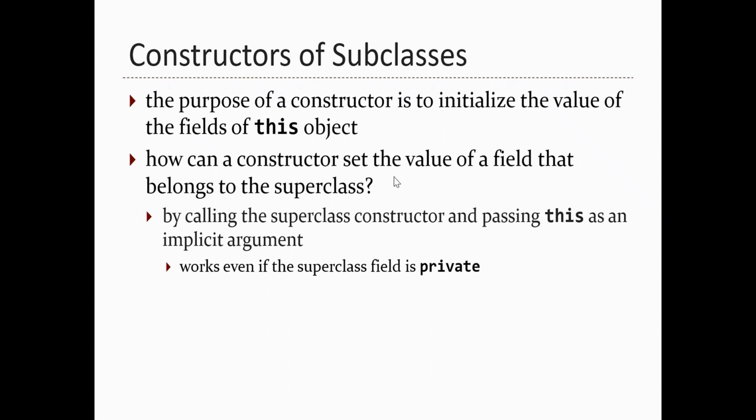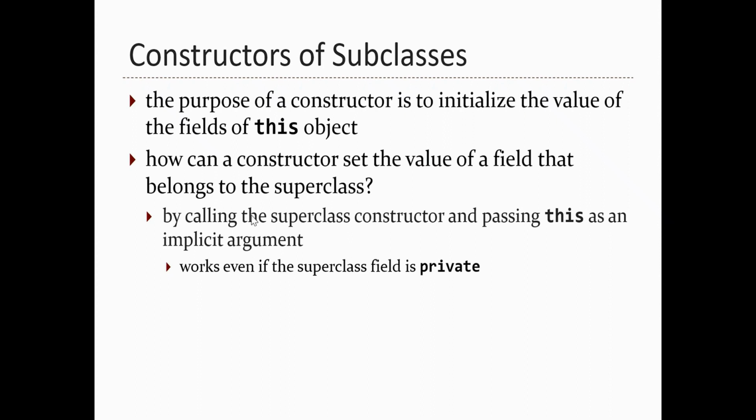So how can a constructor set the value of a field that belongs to the superclass? Remember, value does belong to the superclass. If there's a field in the superclass that's private, that field still needs to be initialized somehow. But the subclass doesn't have access to that field, because it's private. The subclass does not have access to the private fields of the superclass. So how can the subclass initialize any private fields that belong to the superclass? The answer is, how do you initialize the fields of any class? You call a constructor.